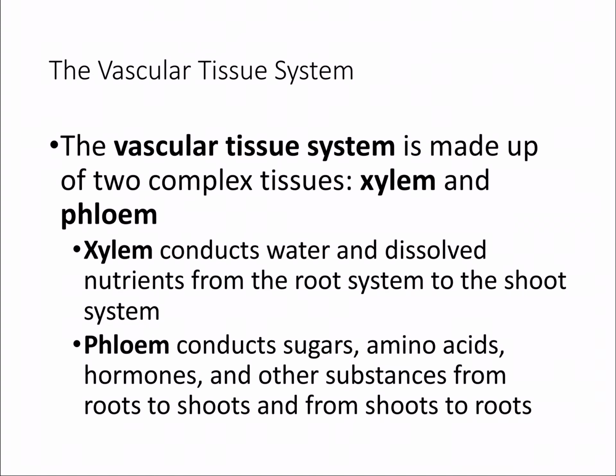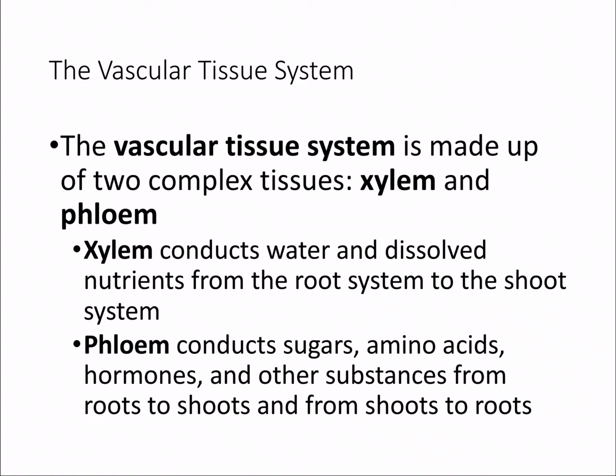So underneath of the ground tissue, we have the vascular tissue system. This is where we find the conducting cells that conduct water and sugar. There are two types of tissues that conduct water and sugar in plants, the xylem and the phloem. The xylem conducts water from the roots to the shoots, and the phloem does the opposite. It conducts sugar, amino acids, hormones, and other substances from the roots to the shoots, and from the shoots to the roots, depending on where these things are coming from.